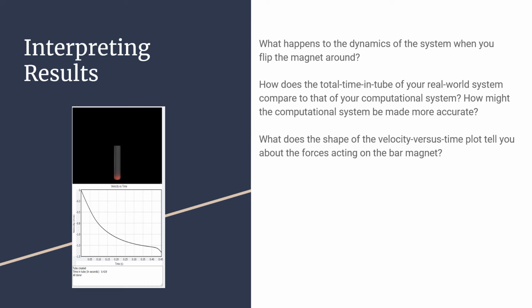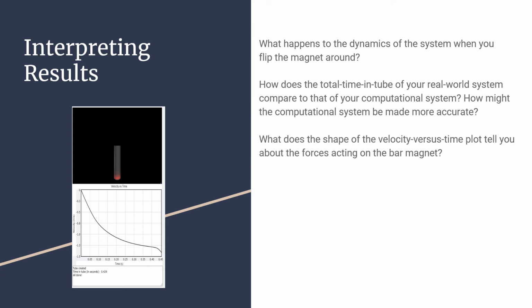Next, how does the total time in tube of your real-world system compare to that of your computational system? How might the computational system be made more accurate? Well, the average time for the real-world system was 0.64 seconds, and the average time for the computational model was 0.429 seconds. This could be due in part to the fact that when I dropped the magnet through the tube, it could have banged on the sides a little bit, and there could have been another friction force pointing upwards, causing it to fall through slower. I could also improve the computational model by making the sizes of the rings smaller, because in our real-world example, we didn't have a bunch of finite rings. It was just a constant sheet of aluminum foil.